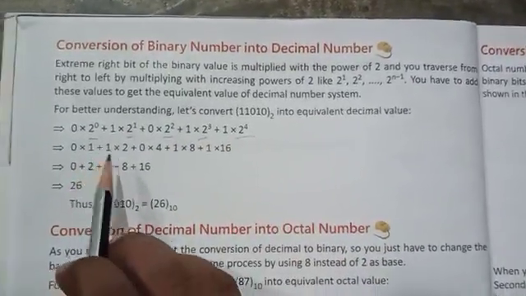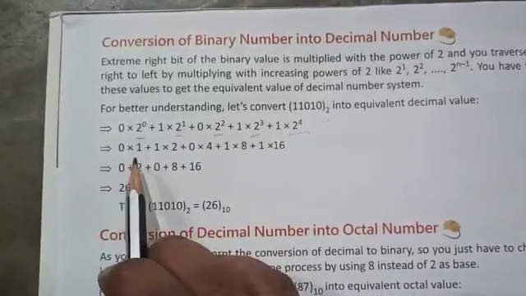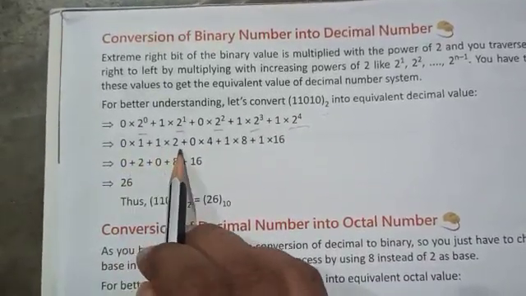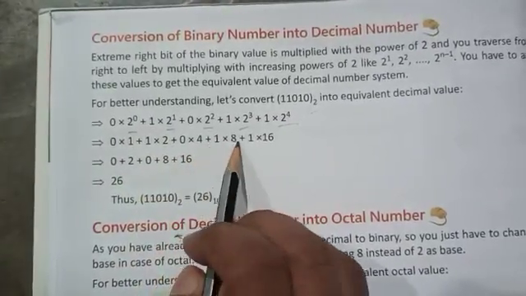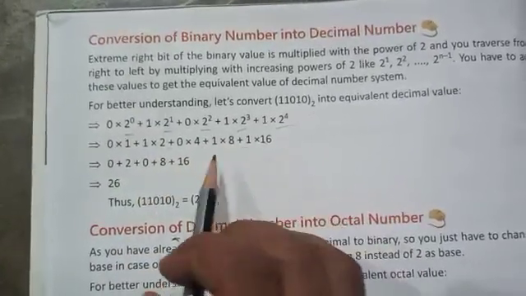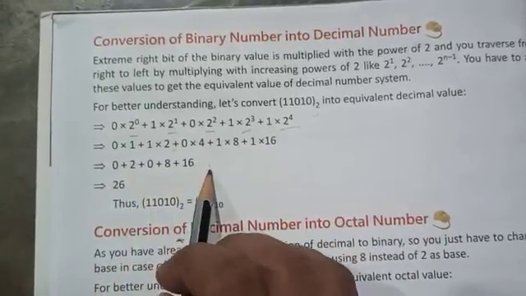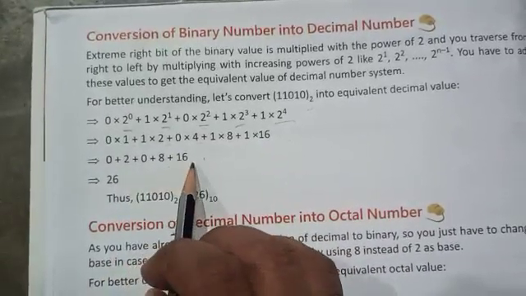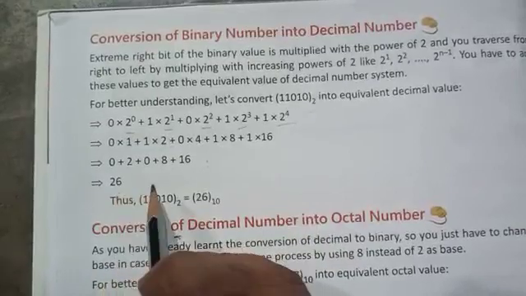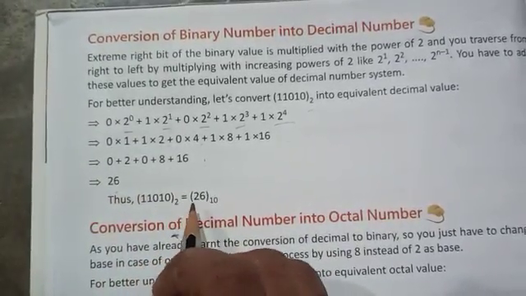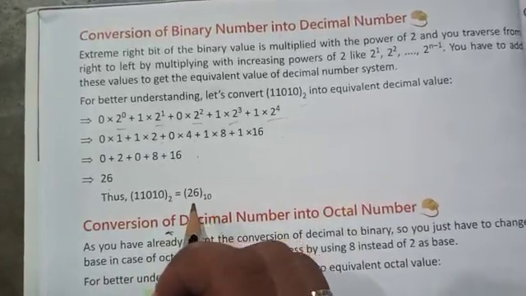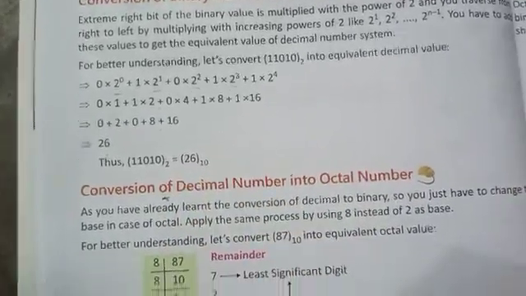Now we get 0 into 1, that is 0, 1 into 2, that is 2, 0 into 4, that is 0, 1 into 8, that is 8, 1 into 16, that is 16. So now I am adding these: 2 plus 8 plus 16 plus 0 plus 0, that is 26. Thus 11010 in binary is equivalent to 26 in decimal form.